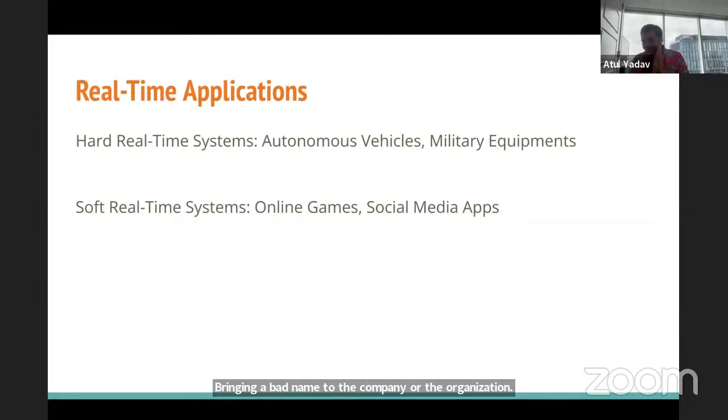So now one more question to you guys. Apart from these two examples, autonomous vehicles and military equipment, what other examples do you think of for hard real-time systems? Any other examples you guys want to share? I'm not able to go to the chats. Okay. Any other examples, guys?